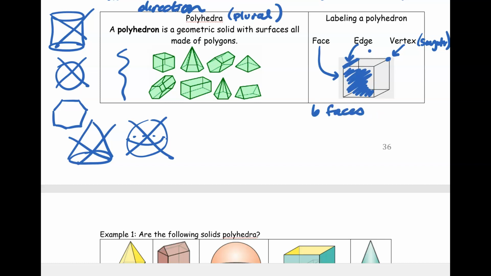We can count the edges, and I'll use a different color so you can see it. 1, 2, 3, 4, 5, 6, 7, 8, 9, 10, 11, 12. So there are 12 edges. And then I'll count the vertices. So we've got 1, 2, 3, 4, 5, 6, 7, 8. So 8 vertices. So by first grade, students should be able to identify the number of faces, vertices, and edges in a 3D shape.